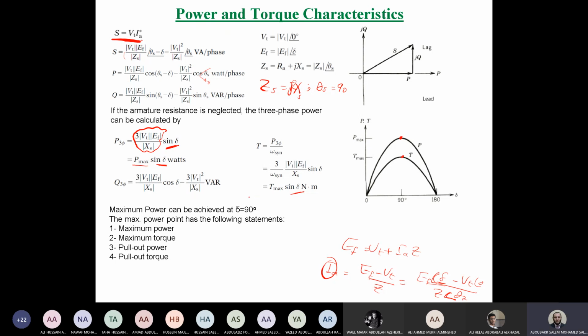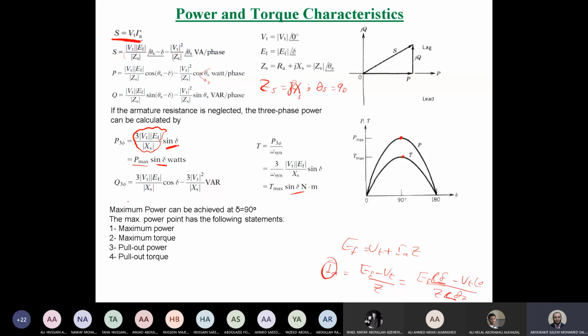Also, by making the same substitution here for the reactive power, with jXS instead of Z, you will find the absolute value of Z is XS and theta equals 90 degrees. So you will find that Q equals 3 V terminal E_F over XS cosine delta minus 3 V terminal squared over XS, and this is the value of reactive power.